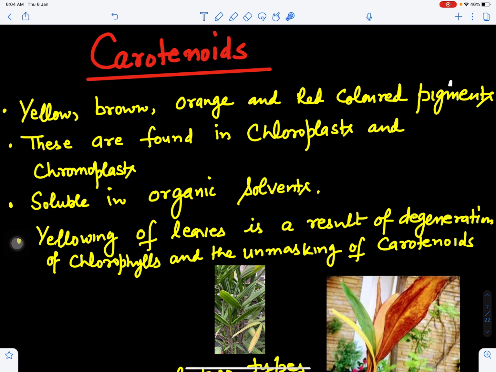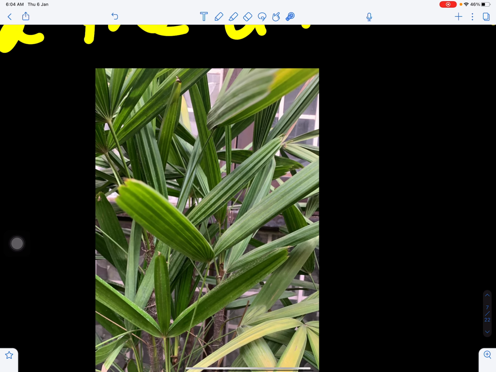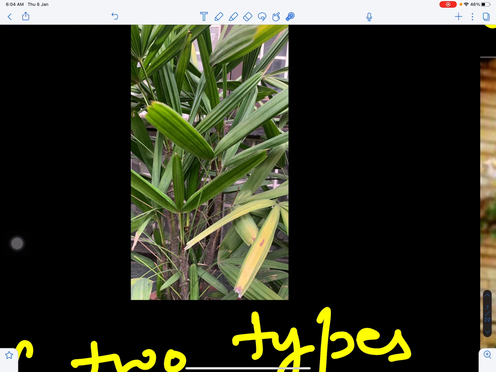They are usually soluble in organic solvents. I mean, we can only dissolve them in organic solvents. Now, the yellow color of the leaf makes its appearance only when the chlorophylls are destroyed. So we can see here, these are the green colored leaves, and when the chlorophyll has been destroyed, then this yellow color will appear.